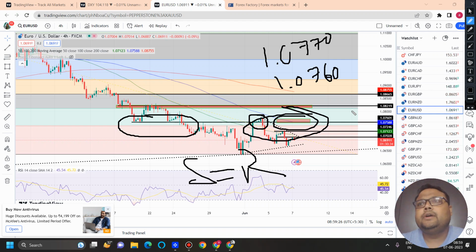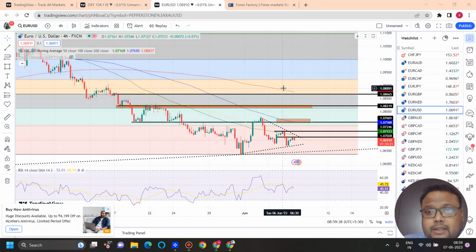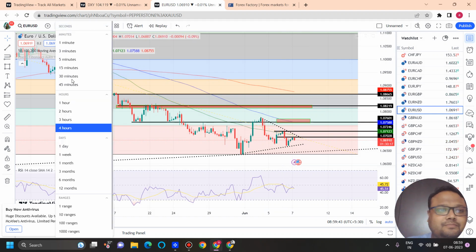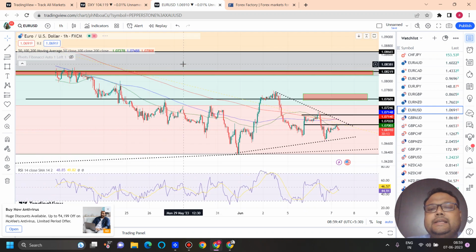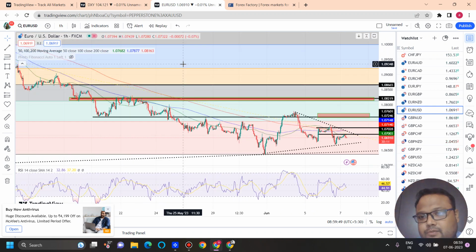If you see the price showing rejection from above, the market is struggling, you can consider taking a sell position around this area as well. This is also a good resistance if the market is not being dominated by any news. Under normal circumstances, keep that in mind. So these are the resistance levels, if the market starts moving up.